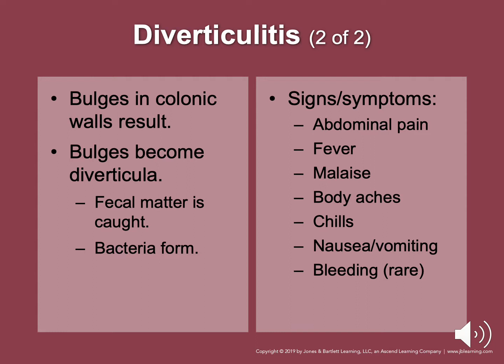Fecal matter is caught in the bulges, and bacteria form, causing localized inflammation and infection. The main symptom is abdominal pain, usually on the left side of the lower abdomen. Classic signs include fever and malaise, body aches, chills, nausea, and vomiting; bleeding is rare. Adhesions may develop near the diameter of the colon. It results in constipation and bowel obstruction. In severe cases, these infected outcroppings may burst, causing peritonitis and necrosis of the affected segment of the colon.